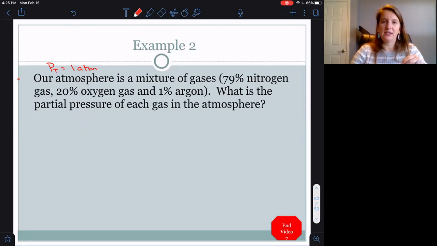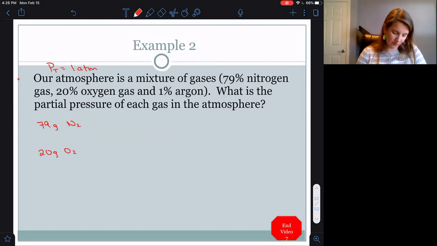Now, in this particular case, kind of going back to how we did empirical formulas, we would take the percent of each gas and treat it like that was out of 100 grams. So that means that we have 79 grams of nitrogen, we have 20 grams of oxygen, and we have 1 gram of argon. Now, I'm just going to put a 0.0 here to get me up to a different amount of sig figs, okay? So I have to divide each of these by their molar masses in order to get my moles.